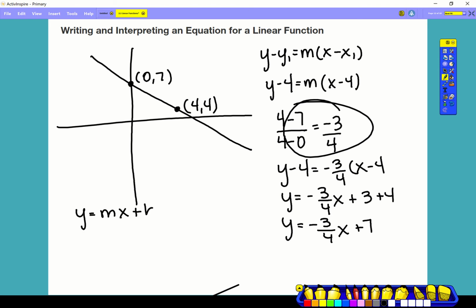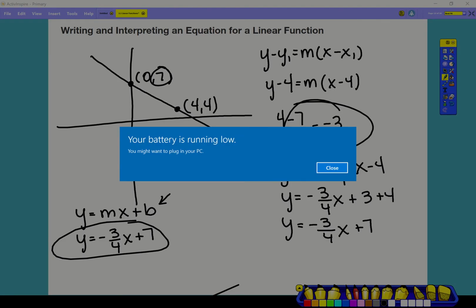One thing you could also have done after you calculated the slope was, you know how you have slope-intercept? This is your intercept, your y-intercept. Well, here our y-intercept is 7. So we could have just found our slope and substituted in the 7.